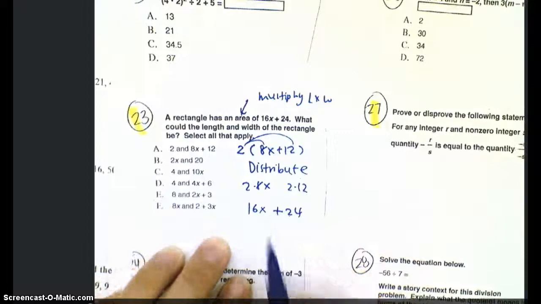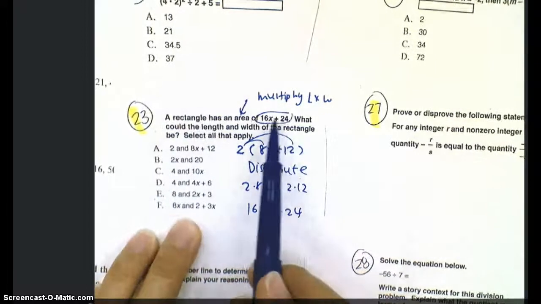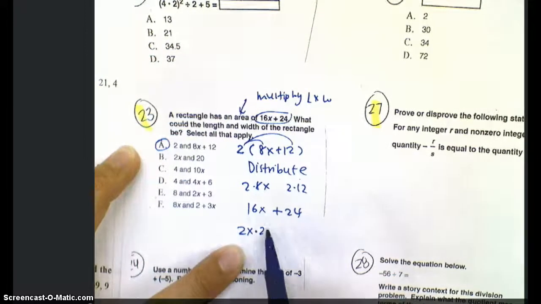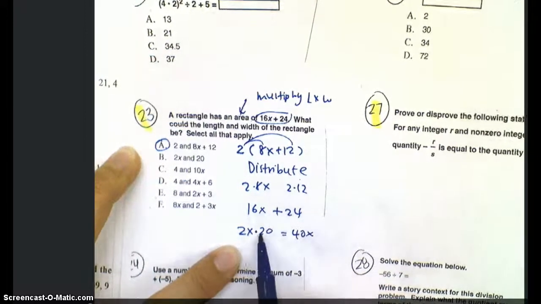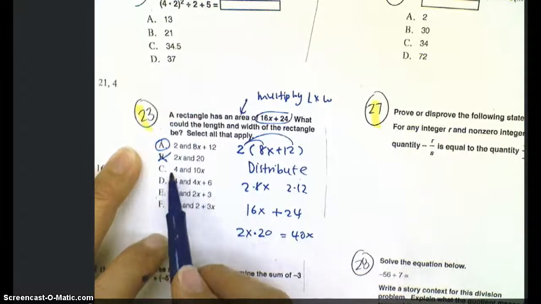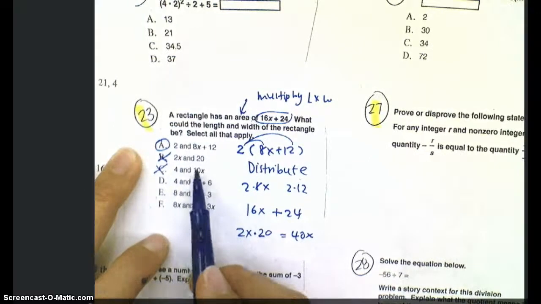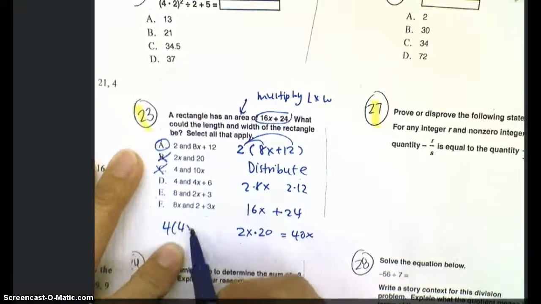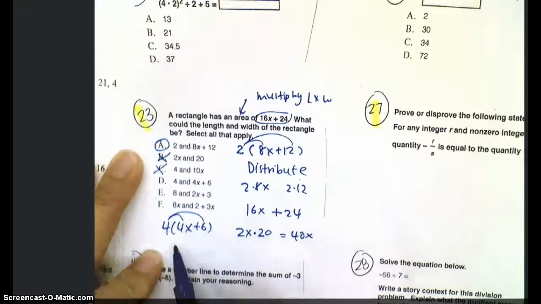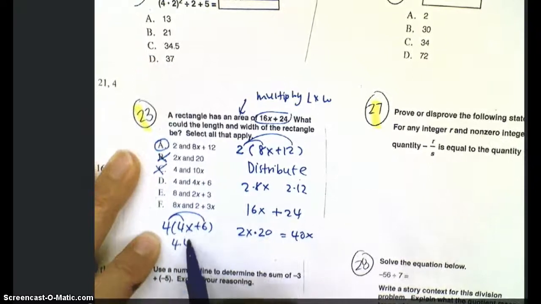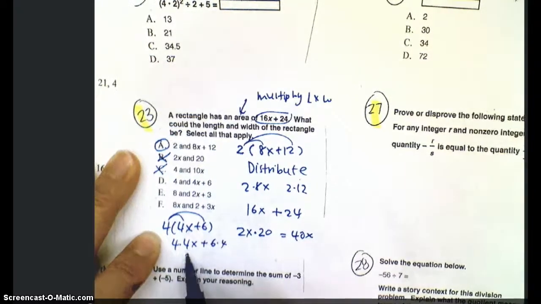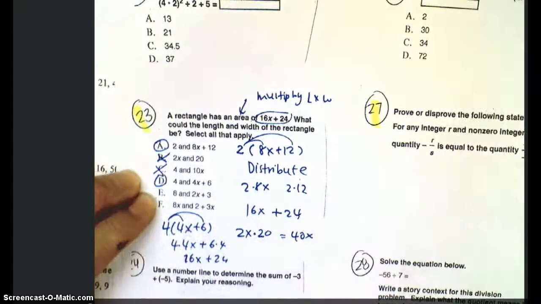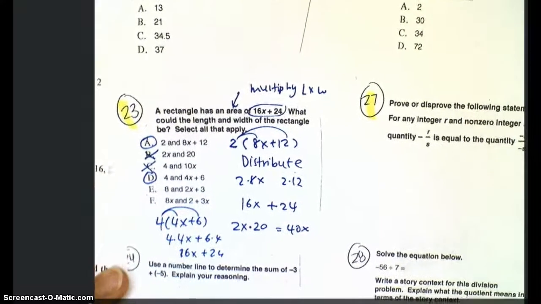I'm going to put an addition in the middle, which is what I get for 16x plus 24, so I want A. If I try B, 2x times 20, that's going to give me 40x, so that's not what I want. Also not C, I don't see an addition sign there. I don't even want to do that one, I could skip it. D, 4 times 4x plus 6, I'm also going to multiply that and distribute. If I multiply that, I will also get 16x plus 24, so I want to circle that. And you try E and F as well. Keep multiplying and use the distributive property.